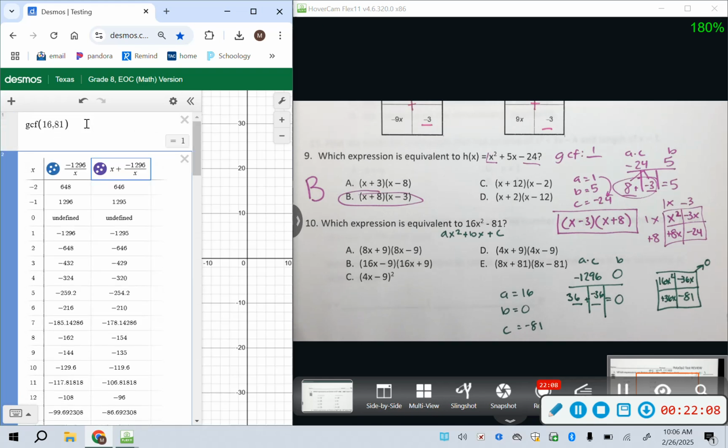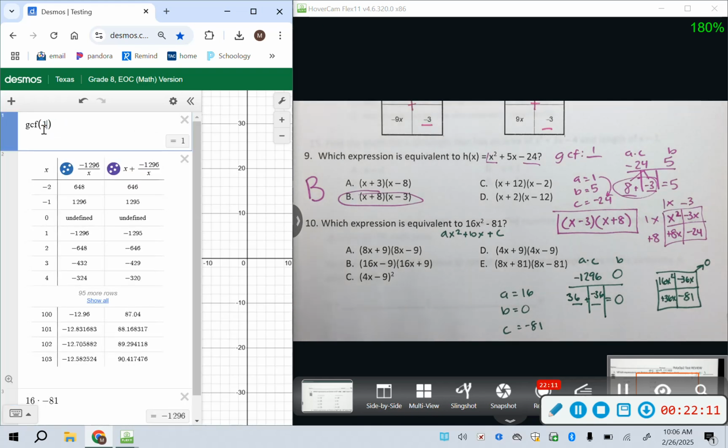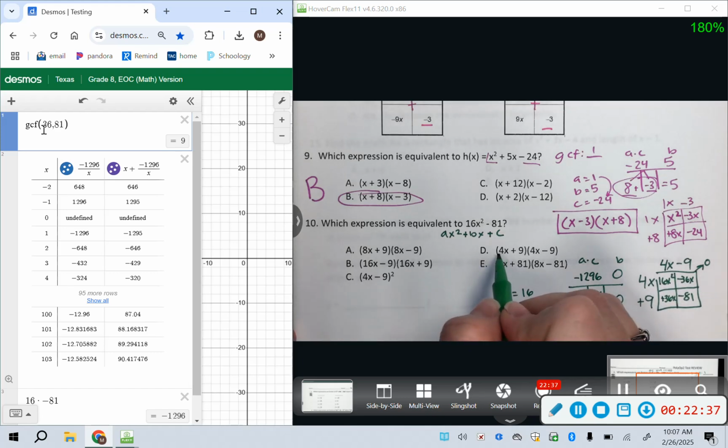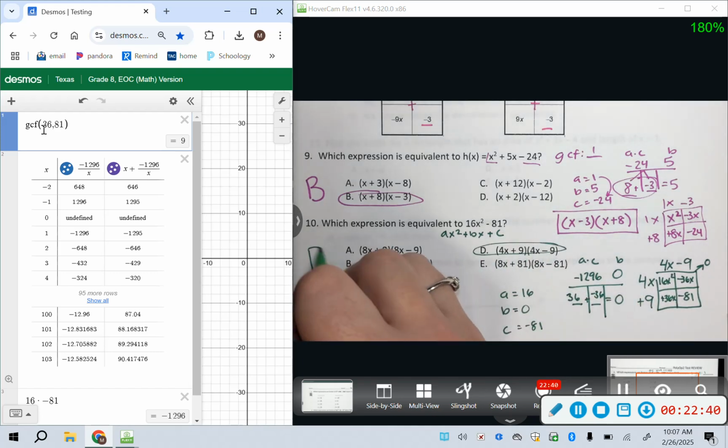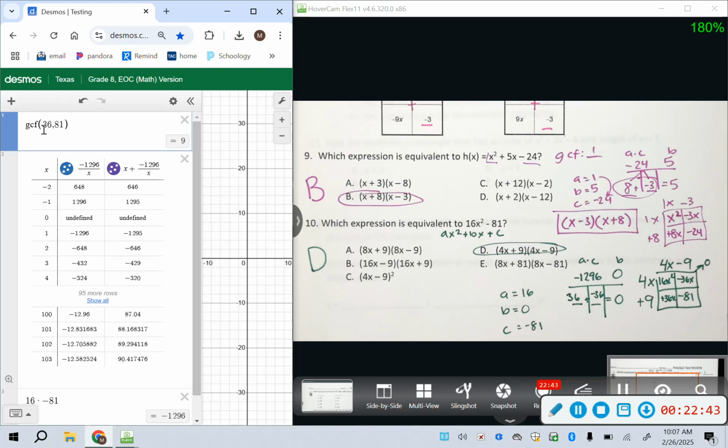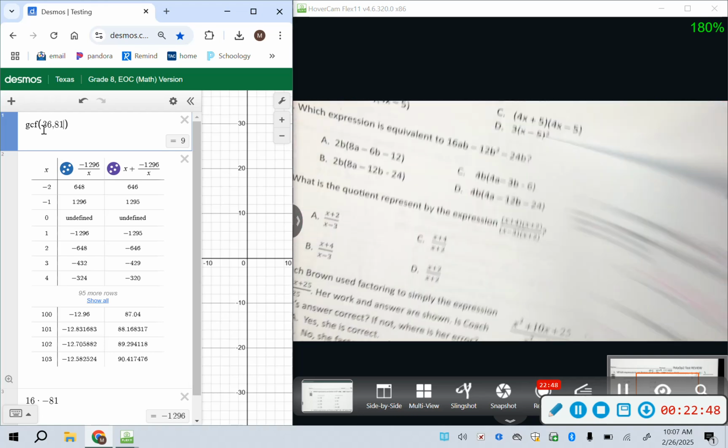So 16 and 36 is 4. So this is 4. Don't forget they both have an x. These both have an x. 16 and 36 is also 4. Now 36, this is minus, this one's plus, and 36 and 81 is going to be 9. So my answer is 4x minus 9, 4x plus 9. Now remember, we can check our calculator with these by typing what was given to us in our answer choice. So let's look at number 11.